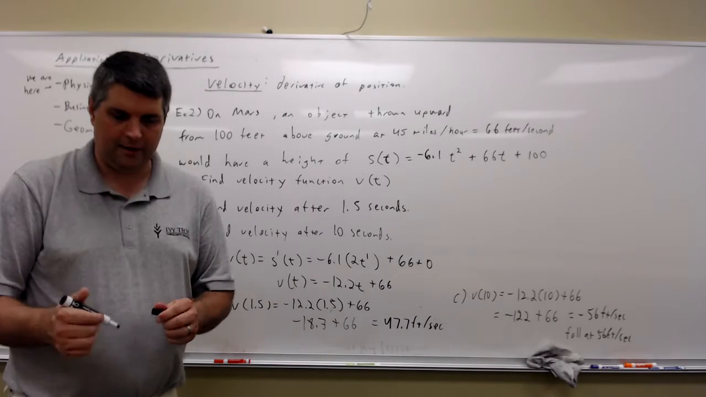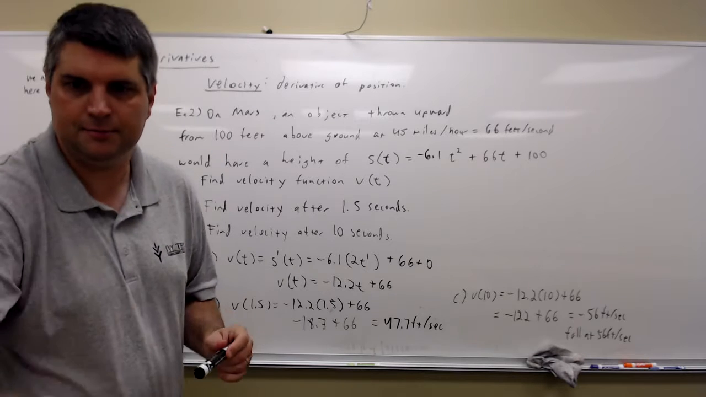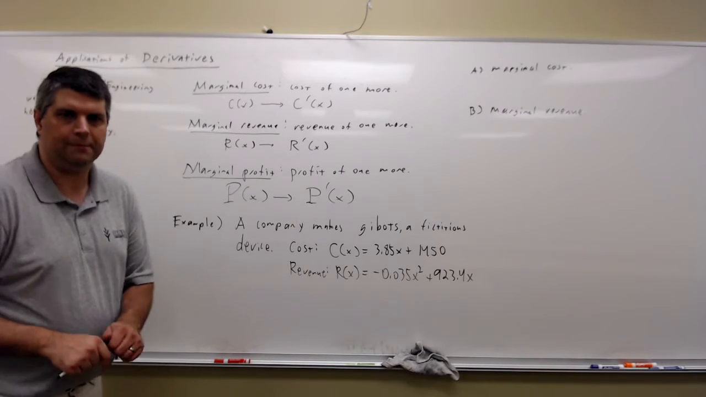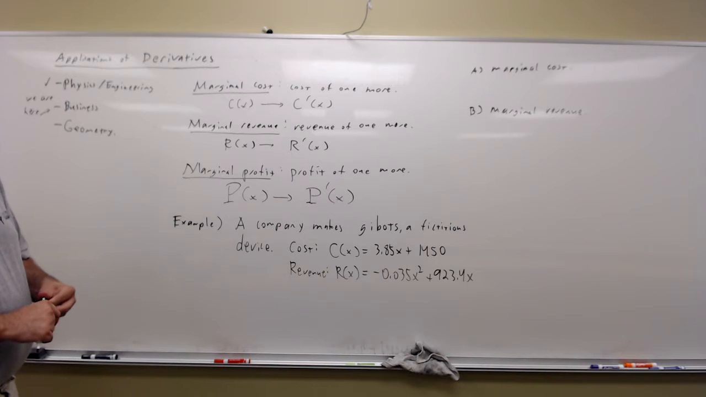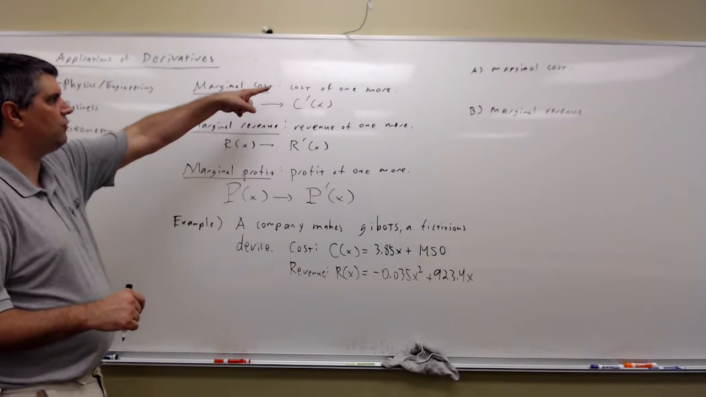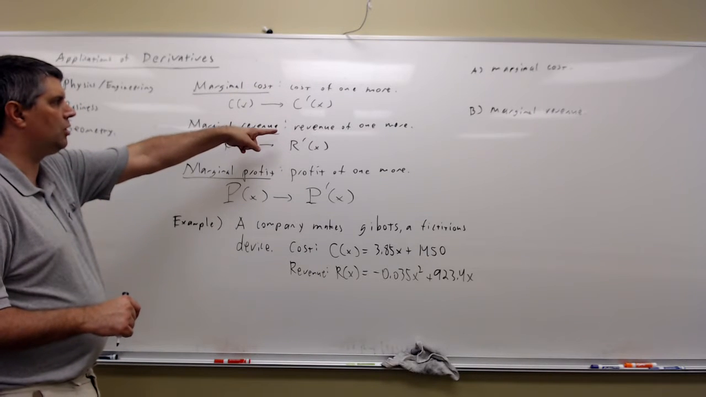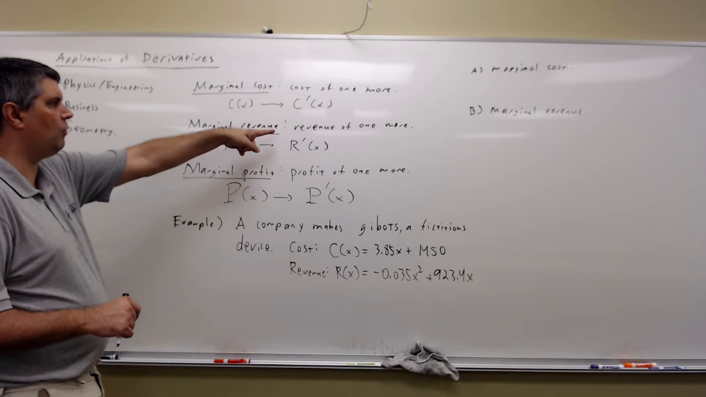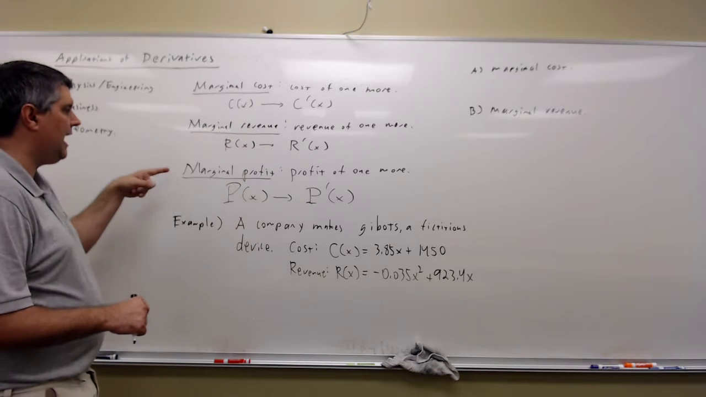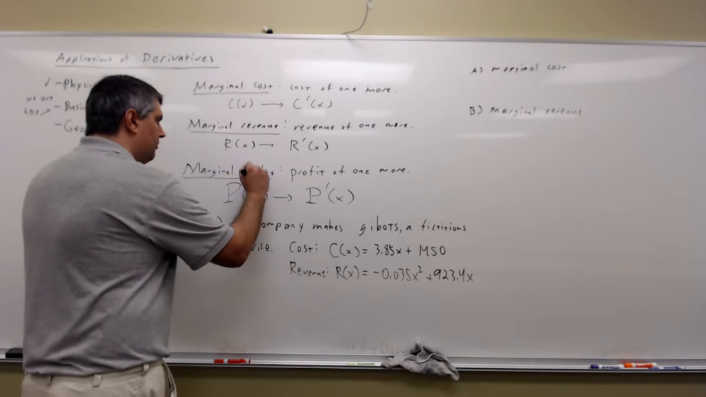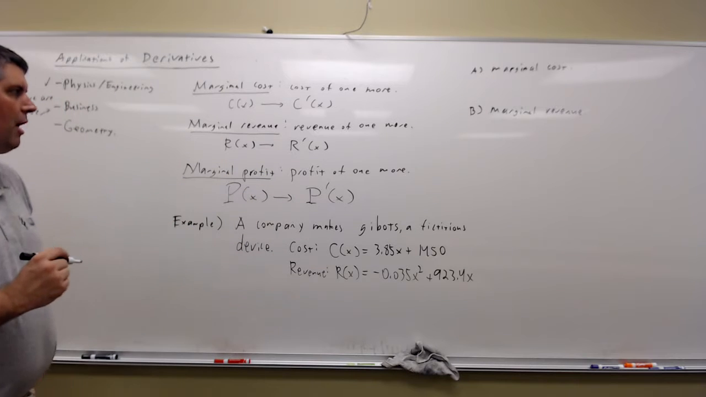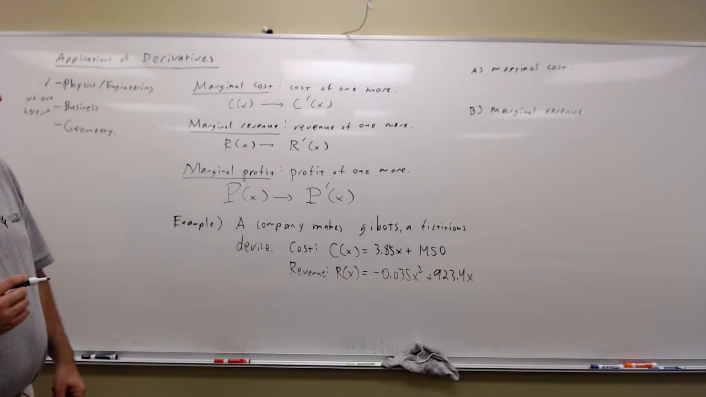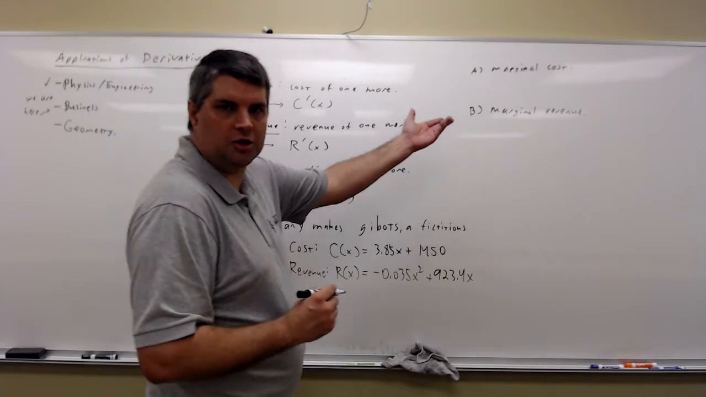I'm going to pause here and switch to business. Okay. Marginal cost is a derivative. It's the cost of one more. Marginal revenue, the revenue of one more, is R prime of X. And marginal profit, the profit of one more, is given by P prime of X, the derivative of each. Okay? So I'll start with the marginal cost.